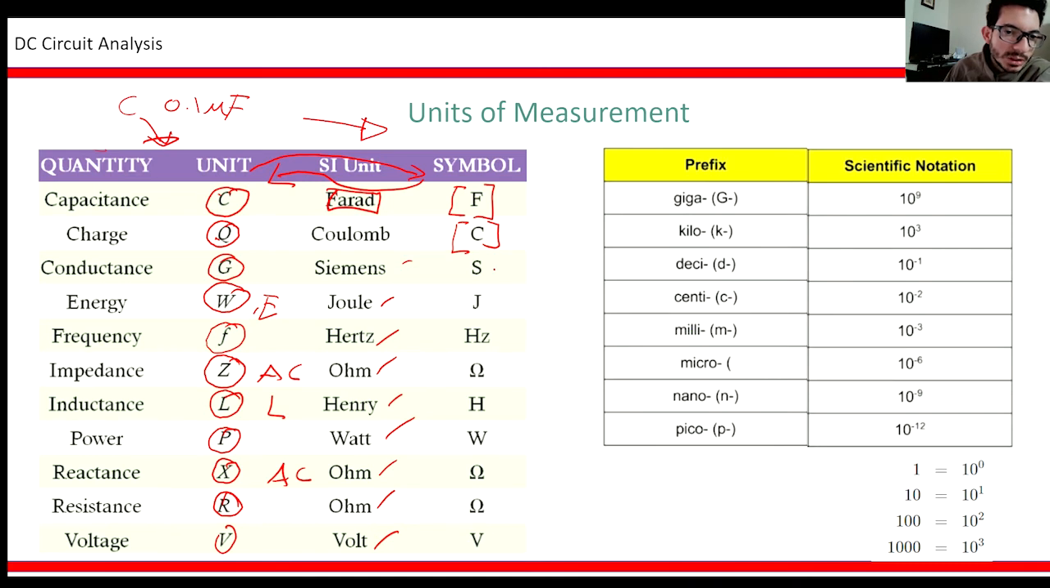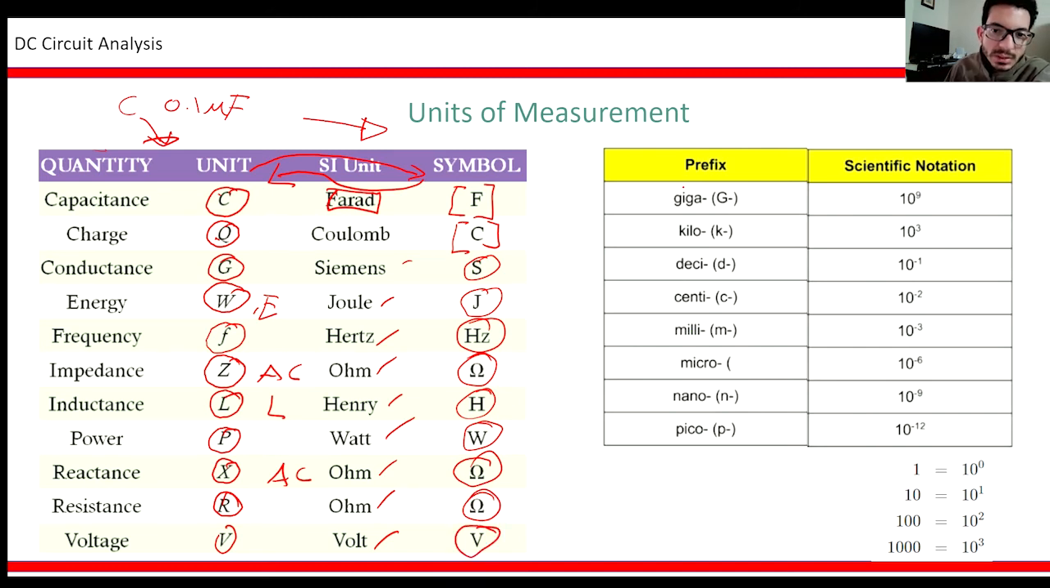And the abbreviation for Siemens is S, joules is J, hertz is Hz, ohms is omega, Henry's is capital H, watt is capital W, ohms is omega, and volts is capital V.